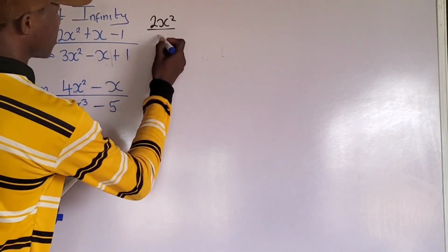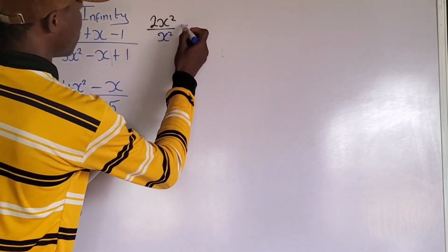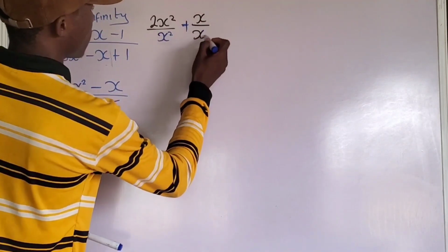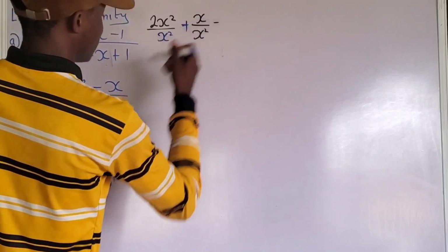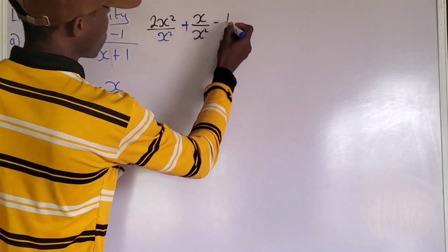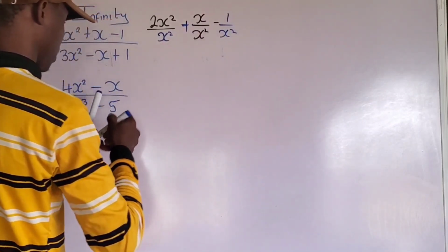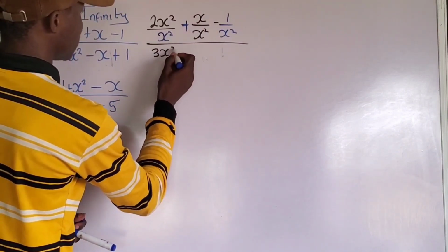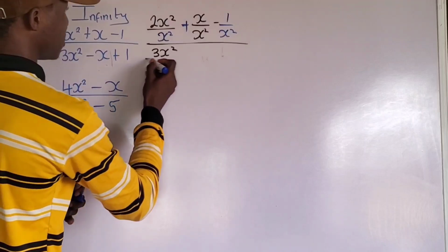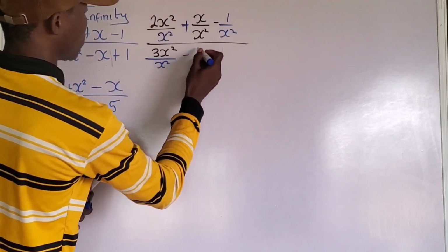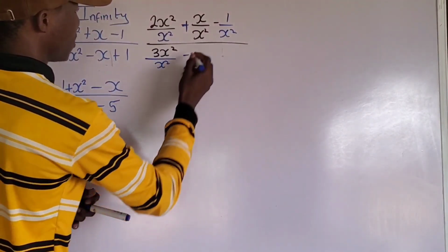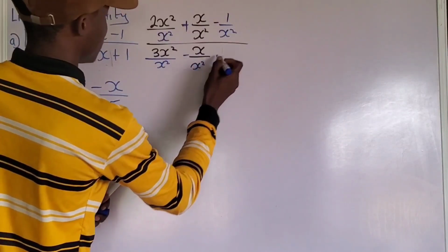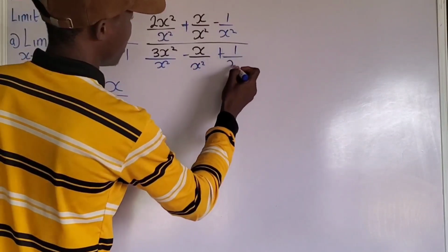2x squared all over x squared, plus x all over x squared, minus 1 all over x squared. Now put the division sign. This 3x squared all over x squared, minus x all over x squared, plus 1 all over x squared.